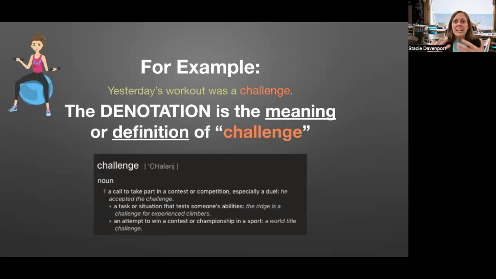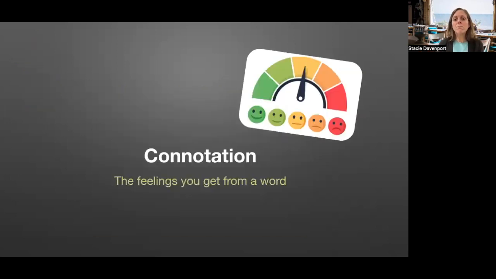And I want them to connect that denotation with the dictionary. And whenever they see the word meaning in a question on a test, I want them to know that they have to use their dictionary and find out the dictionary meaning.